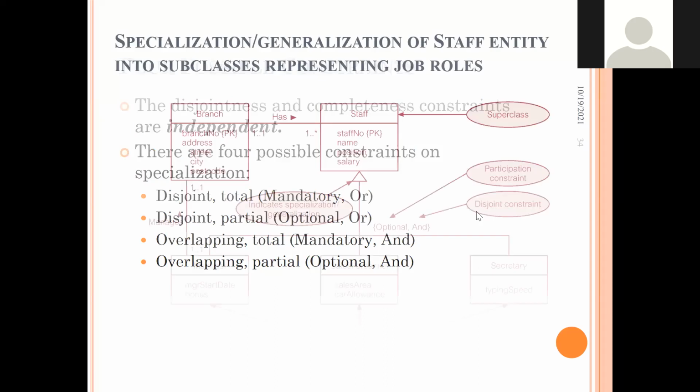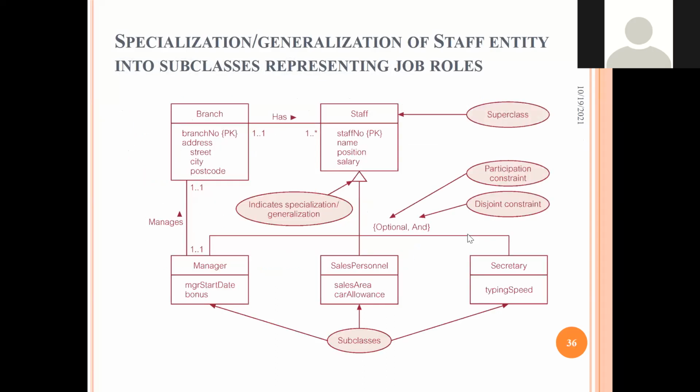For specialization, these are just diagrammatic illustrations that represent these different kinds of concepts. For example, a staff member: it's optional for a staff member to be any of these, but if they participate in any of these, a staff member can be a manager and a secretary. It can be a manager and a salesperson. This is the optional and. So the optional is this, that a staff member may participate in any of these, and should they participate, then they can be a manager and a secretary, or a manager and a salesperson. That is how it is interpreted.